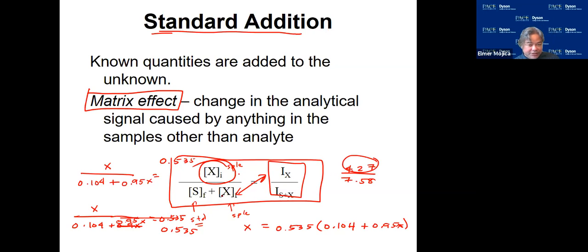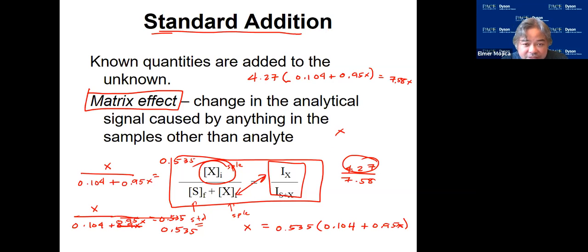Or you can do a multiplication. You multiply this one here, where you end up with 4.27 times (0.104 plus 0.95x), and on the other side you have 7.98x. So maybe you can start with that one. Please continue to get what's the x.